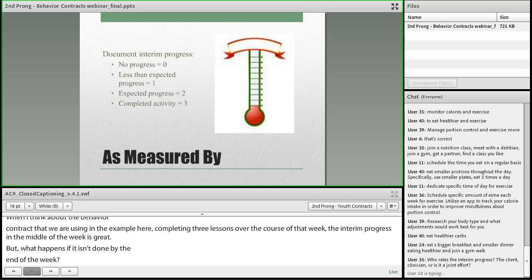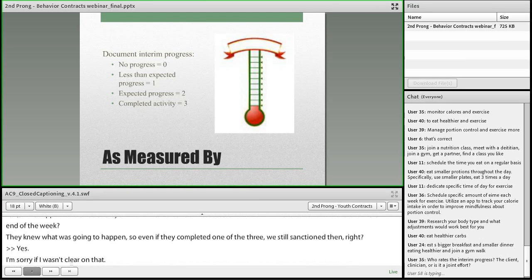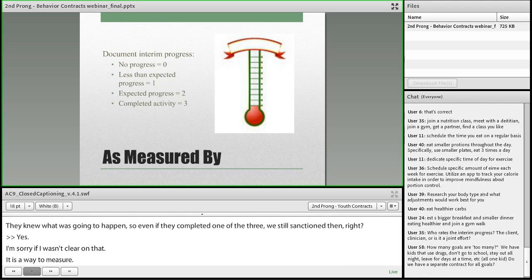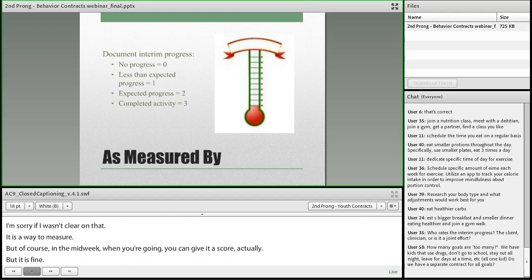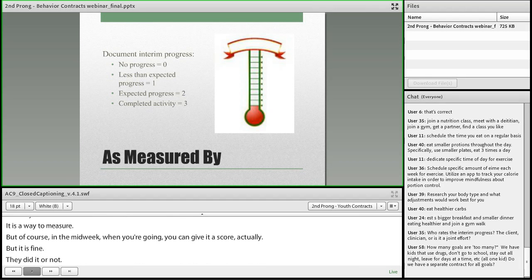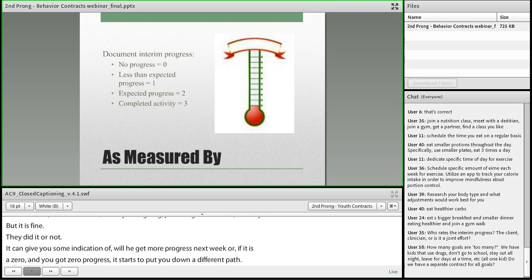Yes. I'm sorry if I wasn't clear on that. It's just a way to measure. Of course, in the midweek you can actually give it a score. But yes, it's binary. I mean, they did it or not. But it can give you some indication of, will I get more progress next week? Or if it's a 0 and you got 0 progress, it starts to put you down a different path thinking about, is this attainable? What's really going on here? So maybe if you're just getting a 1 each time, so they're doing half of a lesson each time.